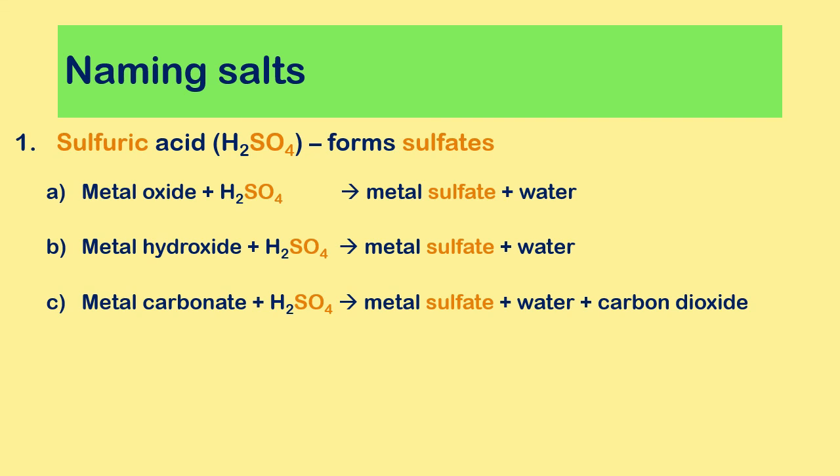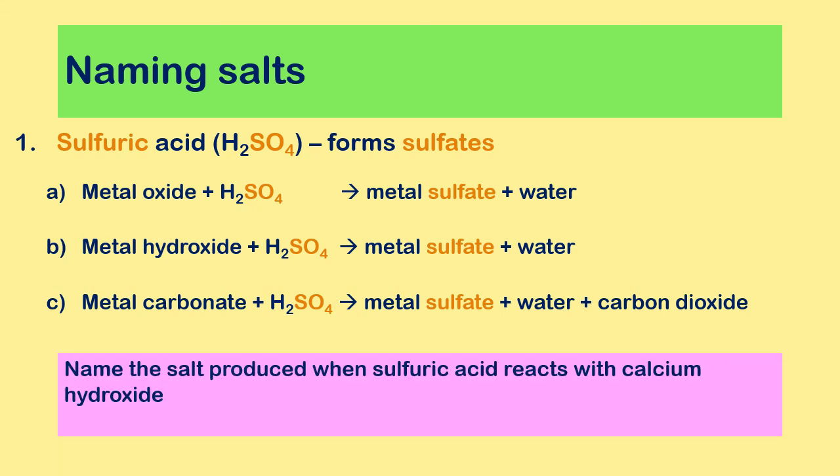So if we had gold oxide reacting with sulfuric acid, we would produce gold sulfate. If we had platinum hydroxide reacting with sulfuric acid, we would produce platinum sulfate plus water. And if we had magnesium carbonate reacting with sulfuric acid, we would produce magnesium sulfate plus water plus carbon dioxide. Your question, name the salt produced when sulfuric acid reacts with calcium hydroxide. So the name of that salt is calcium sulfate.